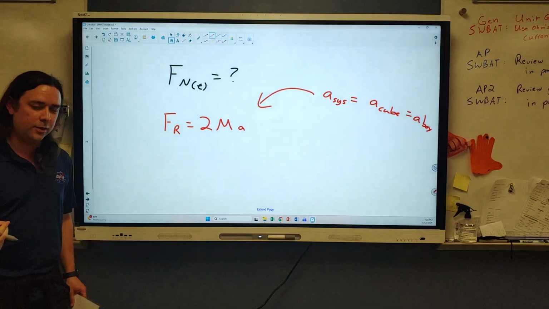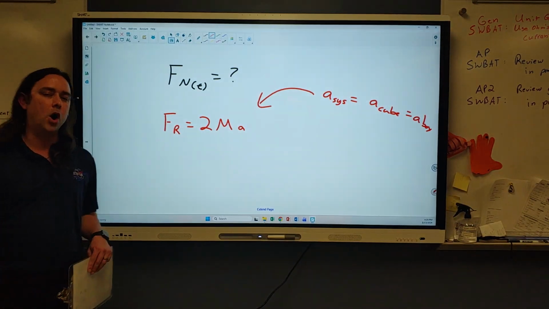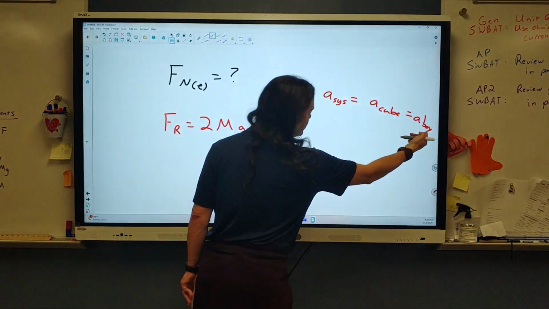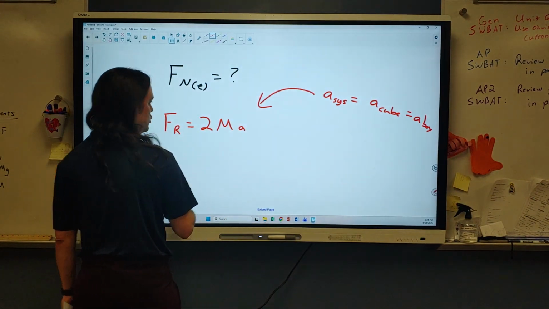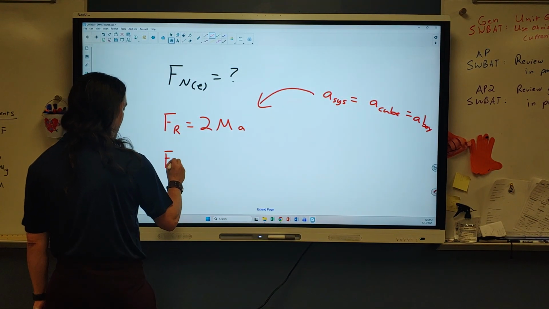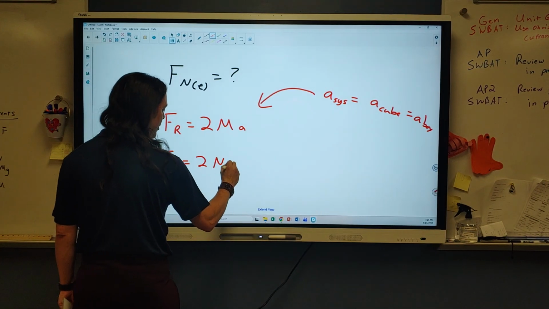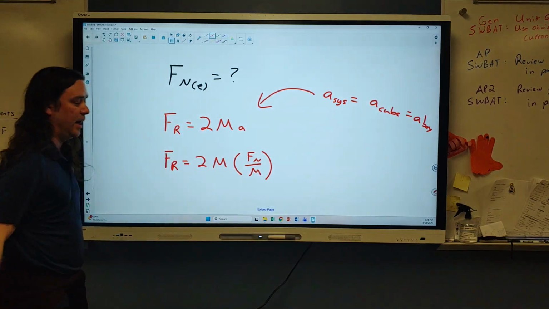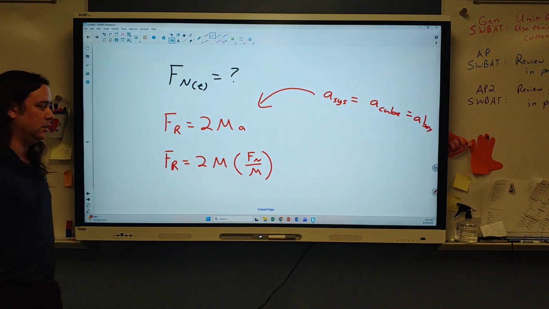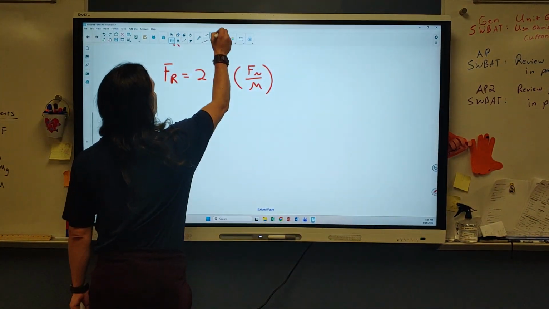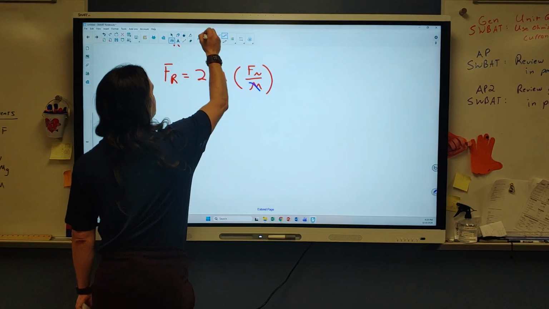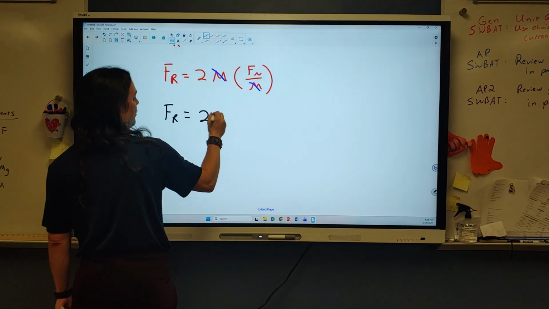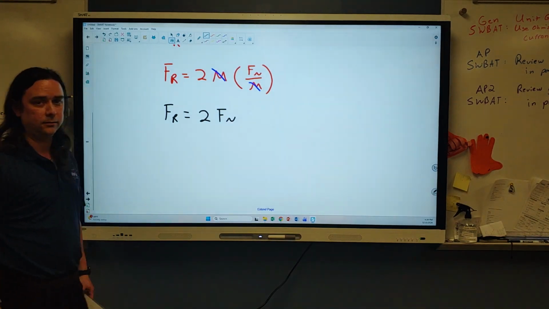Here is the other thing that I think is actually kind of clever. Part A1 asked you to find the acceleration of the cube, which is also the acceleration of the box, and it is also the acceleration of the system. So we have the following, that FR is equal to 2m times, well, my answer to part 1 was Fn divided by m. That is a true statement based off of analyzing the cube. Please note that this allows us to cancel out the m's, and we end up with the following, that FR, at least the magnitude of it, is equal to 2Fn. Okay, great.